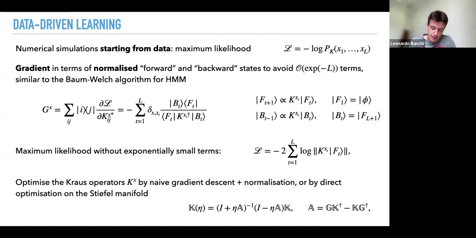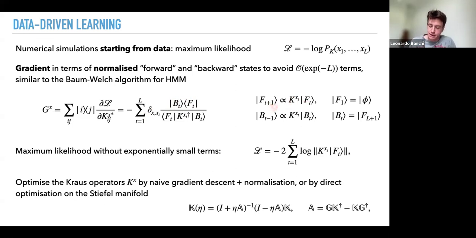So the trick is that even if this is exponentially small, you can write the gradient of the likelihood in terms of these B and F states, where the F states are forward states that you start from an initial memory state, and then you keep applying the Kraus operator with a certain X. This is not a unitary, because the unitary would be when you sum over the X, like a quantum channel, so that you have a properly normalized state. This is not normalized, so you have to normalize every time.